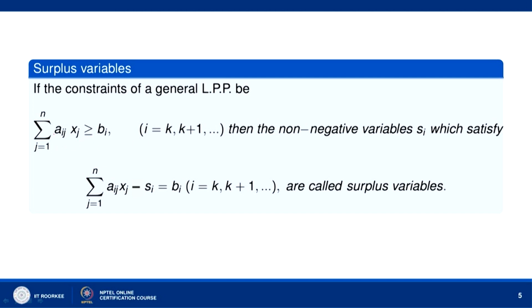So, sigma j equal to 1 to n a_ij x_j minus S_i equal to b_i, where these non-negative variables S_i are called surplus variables. So, this we do for every i. These S_i's are called surplus variables.